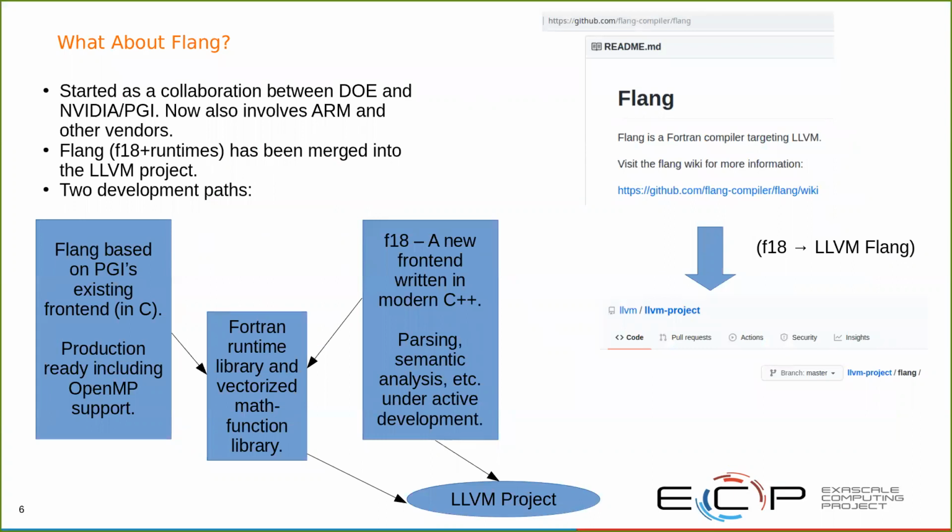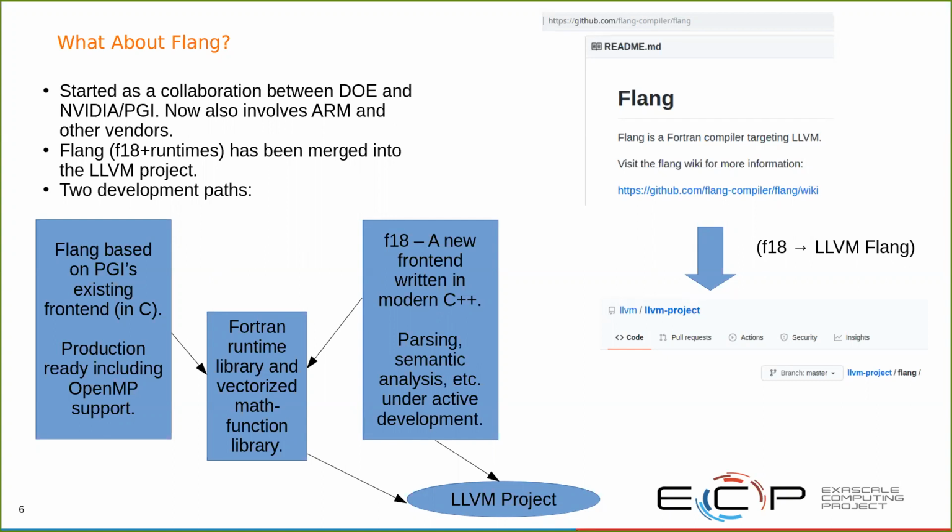There are a couple of other new things in LLVM which are worth noting. One is Flang. Flang started as a collaboration between the Department of Energy and NVIDIA, PGI. And ARM and other vendors are now also involved and have been for some time. It is a Fortran front end. So the idea is just like Clang has the ability to take in source code and convert it into LLVM-IR, and then it can be compiled, Flang takes in Fortran code and converts it into LLVM.